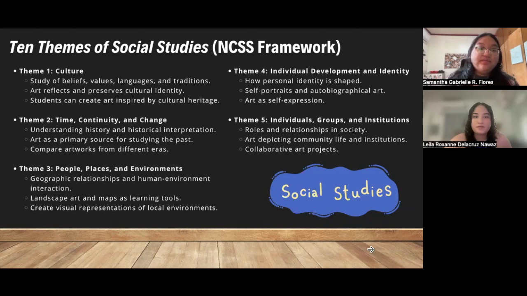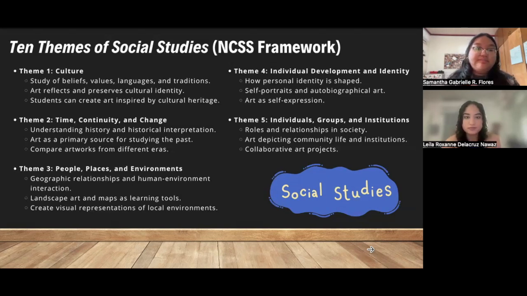Theme two is time, continuity, and change. So it's understanding history and historical representation. Art is a primary source for studying the past because we can look at photos from the past and see what was happening at that specific time. And we can compare artworks from different eras.